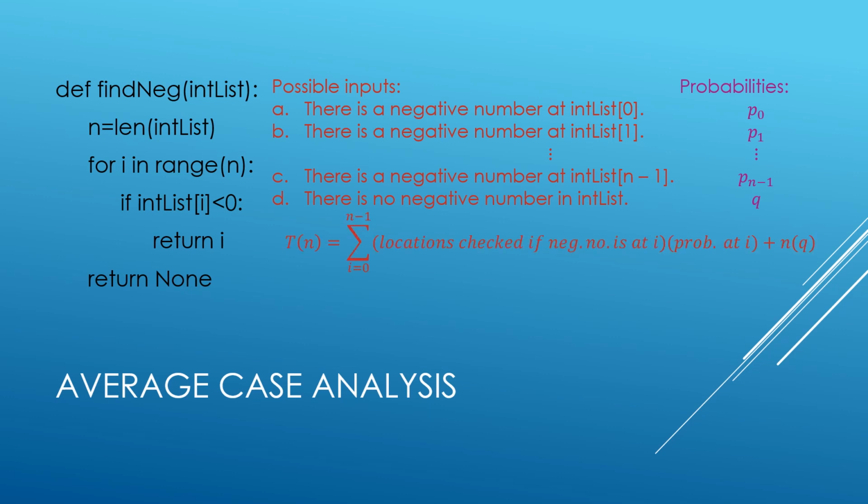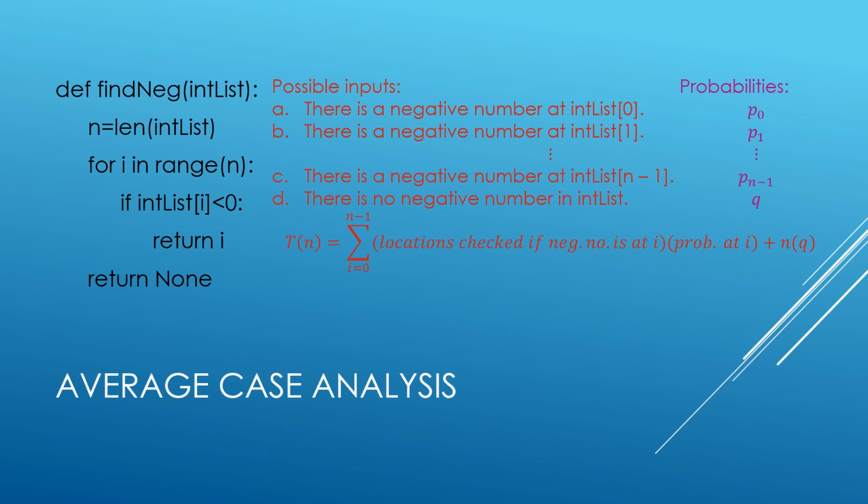Tn is the summation over i from 0 to n minus 1 of locations checked if the negative number is at i, multiplied with the probability at i, plus n into Q. Why n into Q? If there is no negative number in the int list, then we will have to check the full list, that is n locations, and the probability of this case is Q. So I have multiplied the number of locations checked with the probability in the last term.